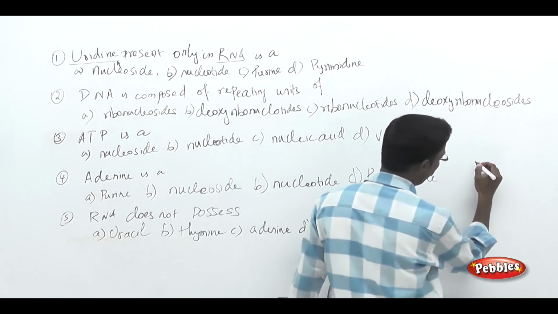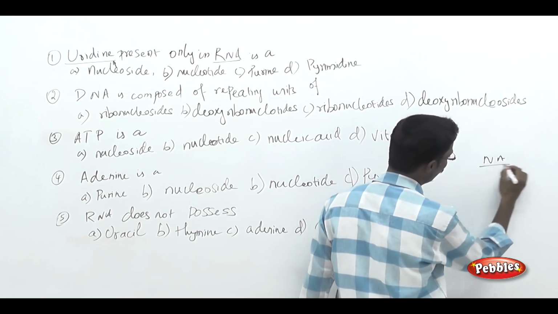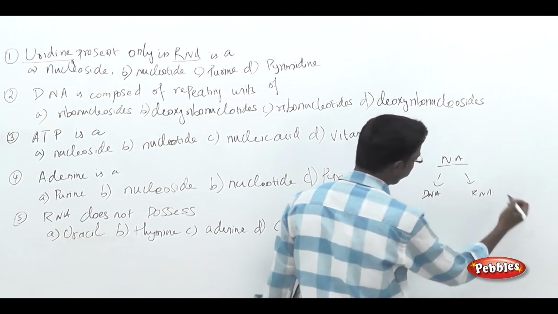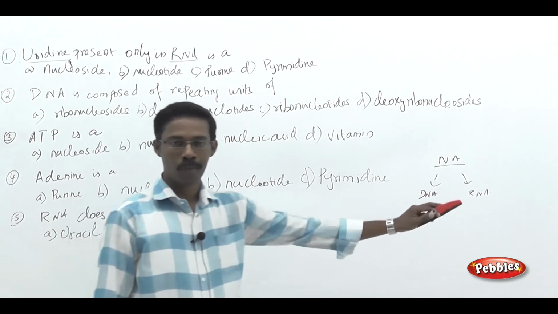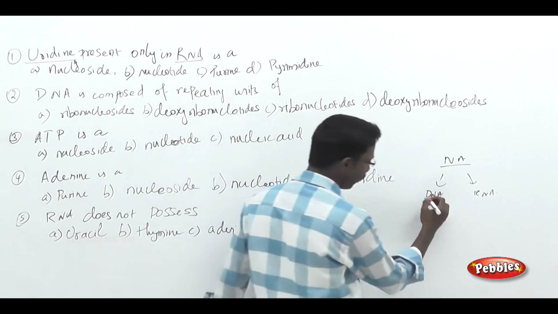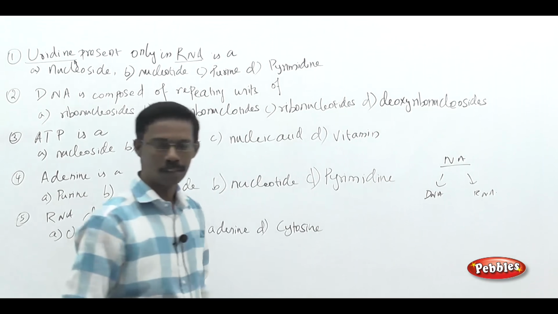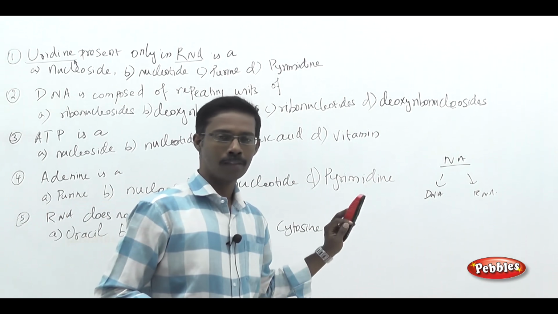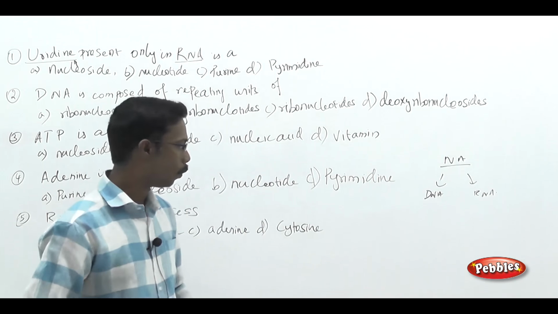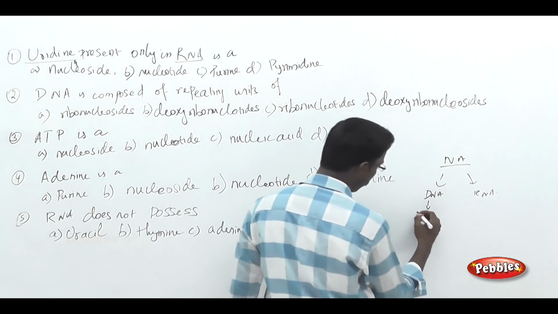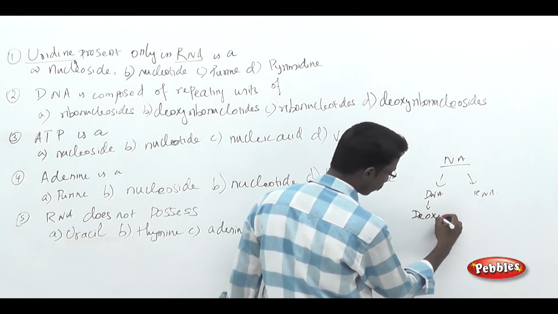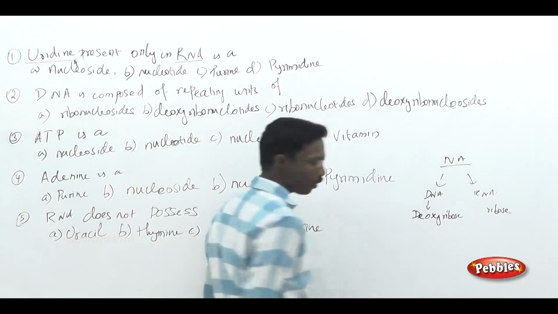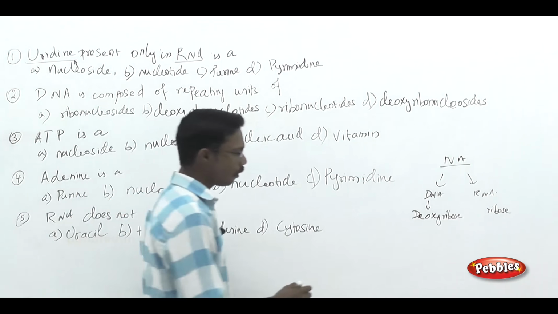As we all know, there are two types of nucleic acids, DNA and RNA. What is the major difference between these two? DNA refers to deoxyribonucleic acid, RNA refers to ribonucleic acid. Why do we call it deoxyribonucleic acid? Because here the sugar is deoxyribose sugar, whereas in RNA it is the normal pentose ribose sugar. So this is the major difference.